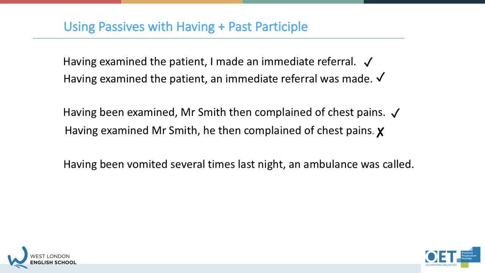Got to be careful as well. Having been vomited several times, an ambulance was called. It doesn't really make sense. What the student has done here is turned both these clauses into a passive, and it really doesn't make sense. If you had just said, having vomited several times last night, an ambulance was called, perhaps that was okay. But it really doesn't make sense to say, having been vomited. It sounds like someone vomited you. So you've really got to be careful when you use these passives with having. Normally it's only one of the clauses that will be a passive structure.